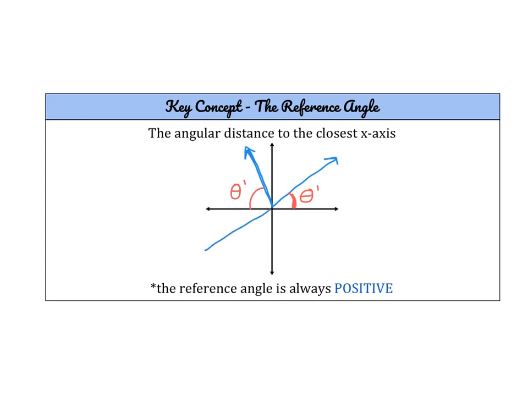And then let's say we have something in quadrant 3. Our reference angle would be right here. And if we have something in quadrant 4, our reference angle would be right here. So again, it's always the distance to the closest x-axis. And one other thing to note, for the reference angle, we always consider the reference angle to be positive.